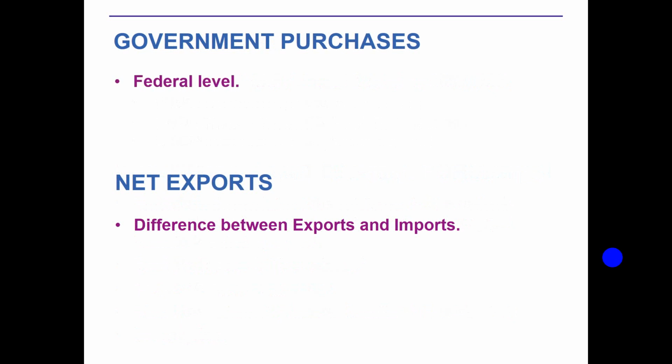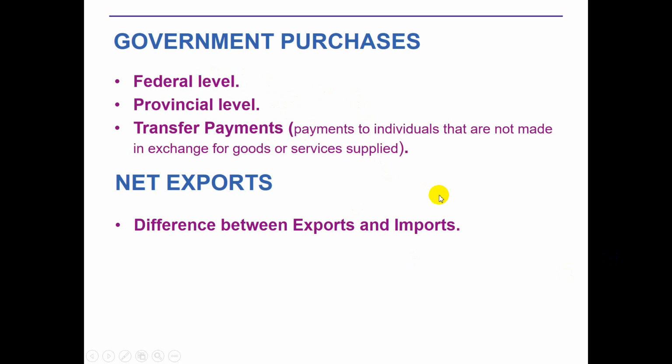Then government purchases. Government purchases have three different subsections: federal level, for example, defense spending or federal expenditures; then we have provincial level; and then we have transfer payments. I have already told you that transfer payments are payments that are made in return for nothing, for example, pensions and other payments the government makes without getting anything in return. So these are policy transfer payments.